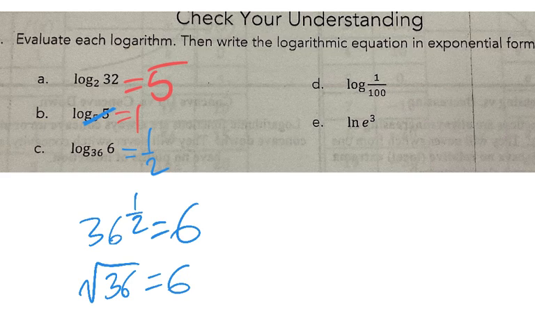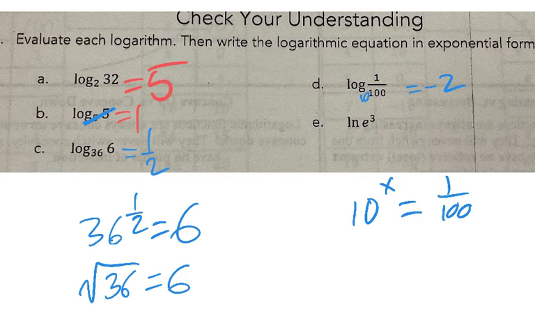Everybody okay? D, log of 1 over 100. They didn't give me a base, so it's base 10. It is a negative number. This is asking 10 raised to what negative power is 1 over 100? It is negative 2.